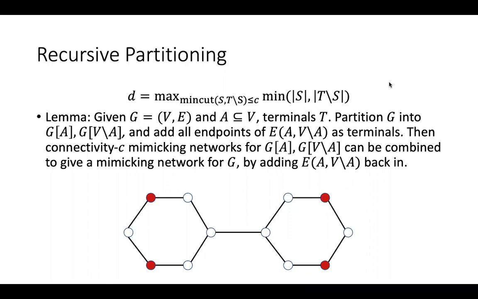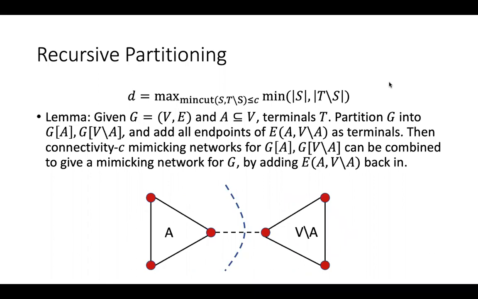So let's consider the following graph with 4 terminals marked in red. This graph has a sparse cut, so let's imagine partitioning the graph along the sparse cut into 2 halves. There's one cut edge, and we want to add both the endpoints of the cut edge as terminals. Now we have 2 separate sides, each with 3 terminals. We're going to recurse on both halves and build a mimicking network on both of them. The way it's done, you can just turn it into a triangle. Now you add back in the cut edge, and you can show that this resulting graph is a mimicking network of the original graph.